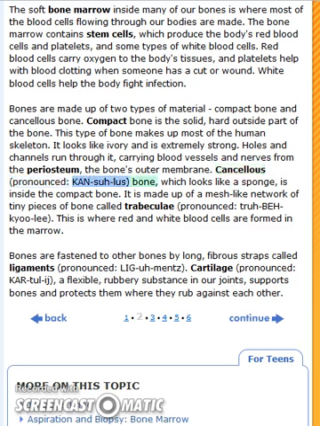Cancellous bone, which looks like a sponge, is inside the compact bone. It is made up of a mesh-like network of tiny pieces of bone called trabeculae. This is where red and white blood cells are formed in the marrow. Bones are fastened to other bones by long, fibrous straps called ligaments. Cartilage, a flexible, rubbery substance in our joints, supports bones and protects them where they rub against each other.